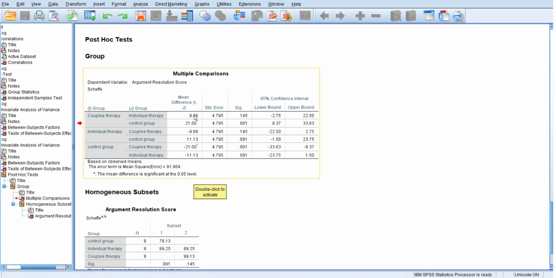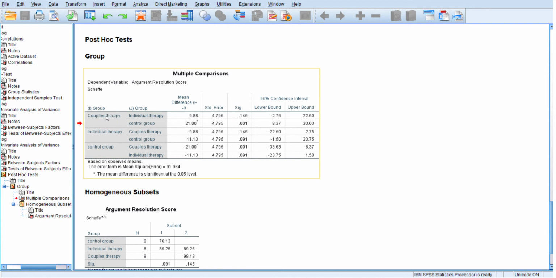So the next thing that we also need to look at is the sig, the p-value. And for a post hoc table, there's a p-value for every comparison. So for the couples therapy minus the individual therapy average score, we've got the mean difference, or the MDiff, when you report your results. And then we want to scoot on over to the sig, and it's 0.145. So what this means is there were not significant differences between the couples therapy and the individual therapy group. Okay?